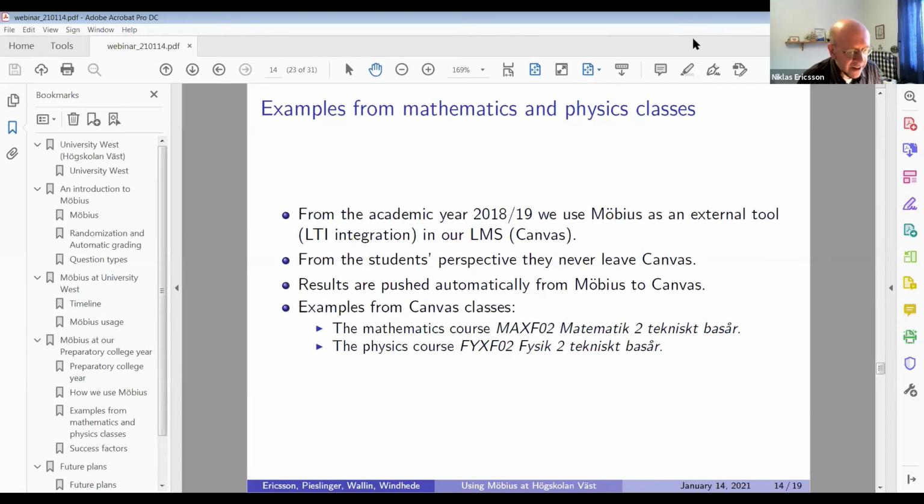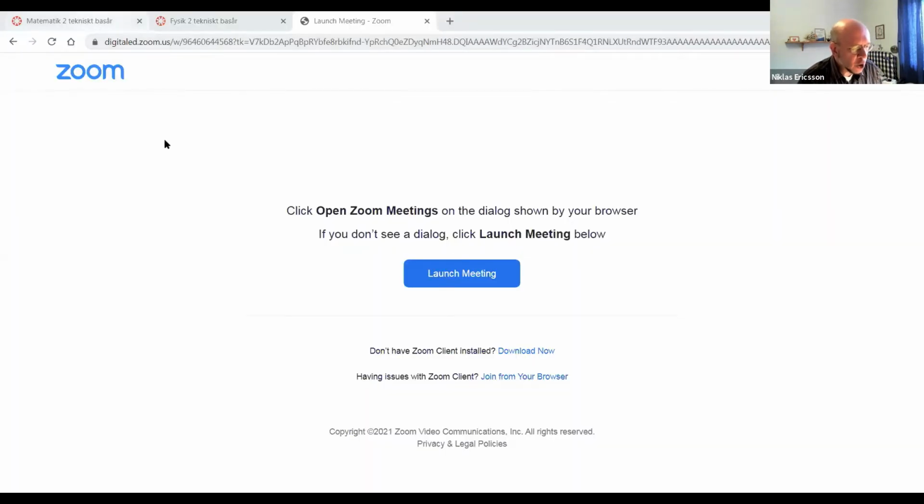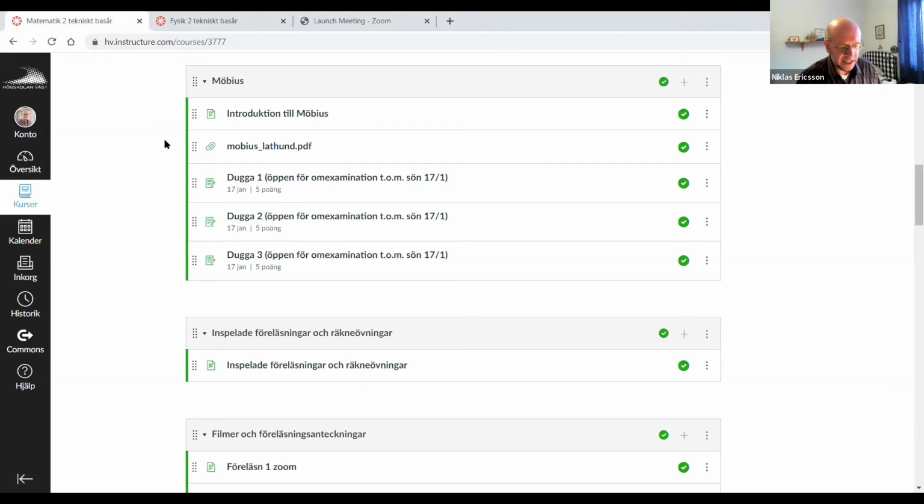So I will share another screen. I hope you can see my Canvas page now. Unfortunately, this is in Swedish, but I hope that everybody gets the picture anyway. This is what it looks like for the students in Canvas.